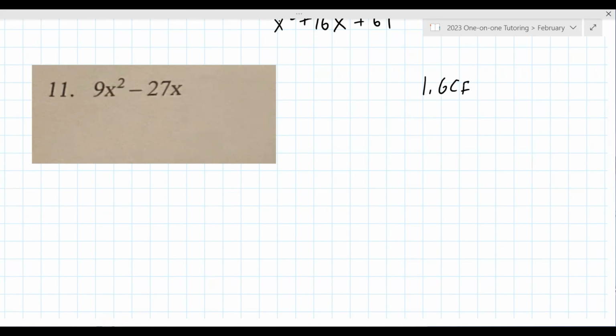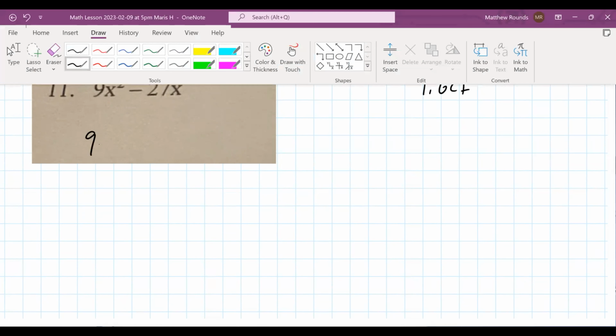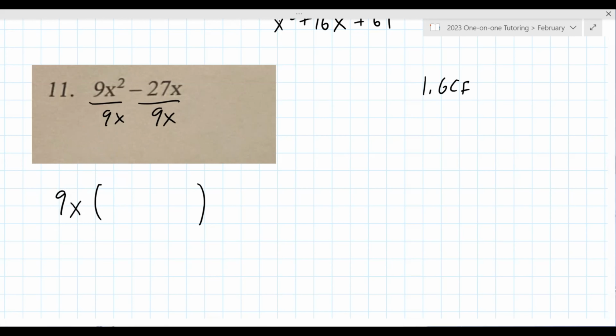9. A little more. Oh yeah, 9x. 9x, yeah. Okay, and then that's only part of it. You've got to figure out what goes in parentheses. So go ahead and divide and tell me what you come up with, please. X minus 3. Good.